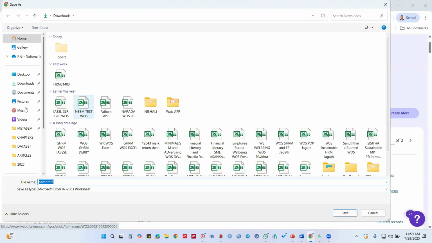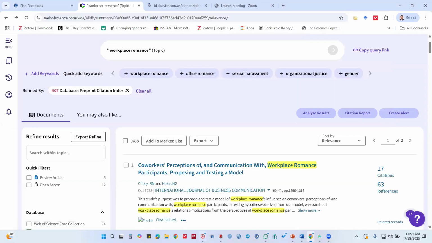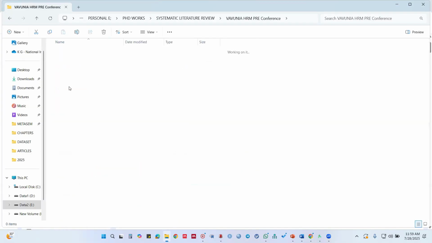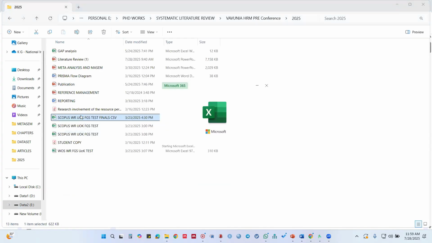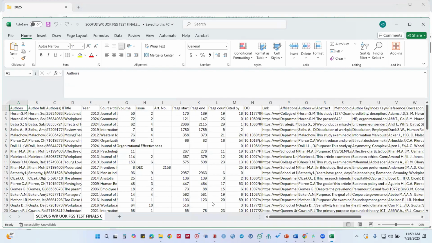Then you can save it in your preferred destination on your local computer. Save as something like this. Right. So I now have the finalized document downloaded. This is the bibliometric file.